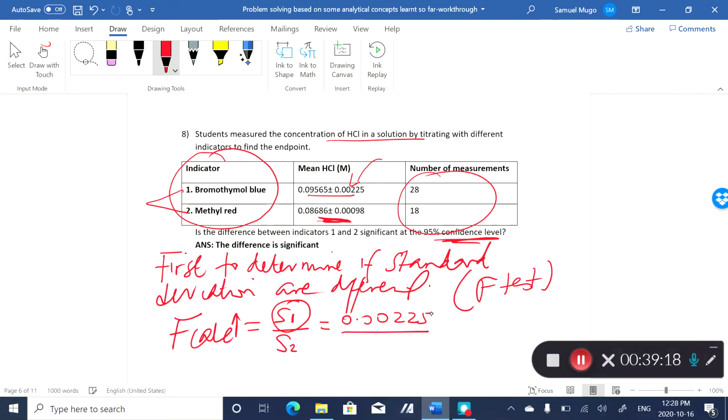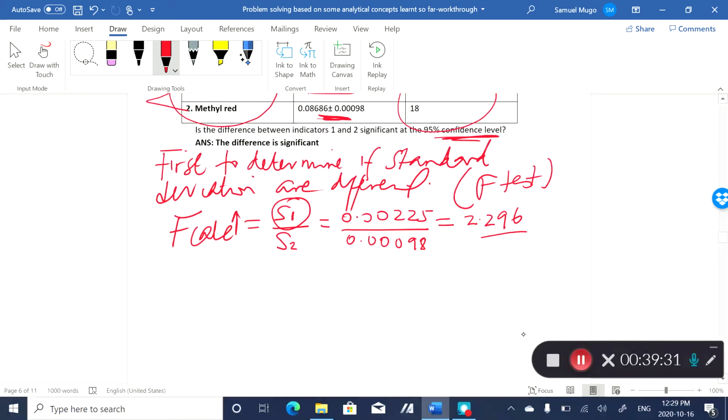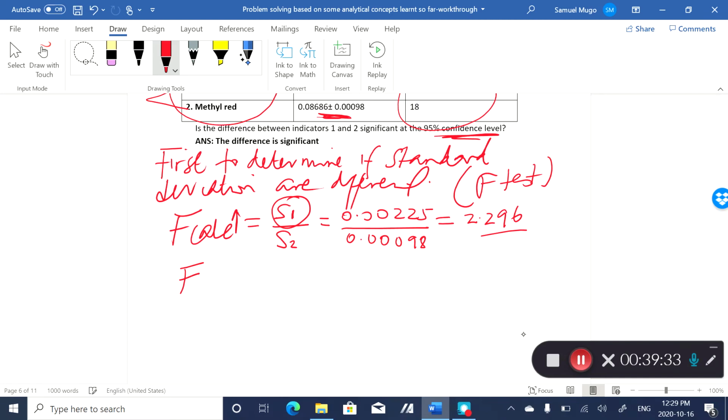You know, divide by 0.00098 and whatever ratio you get is 2.296. Then you go to the table and determine your f from the table, which again is fairly straightforward. You can check it out. And the f in the table is 2.11.